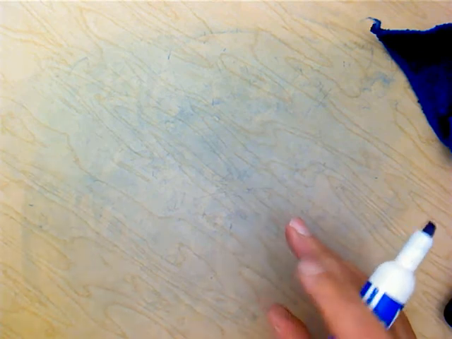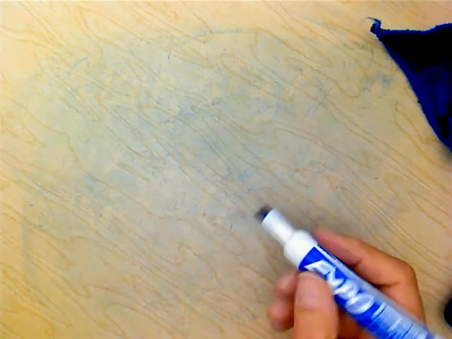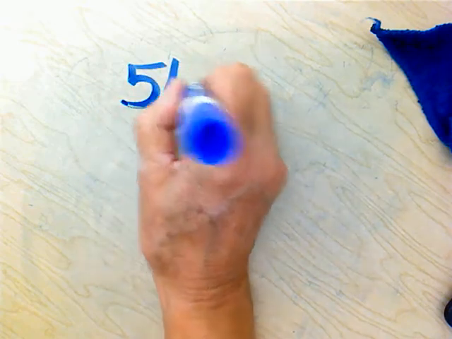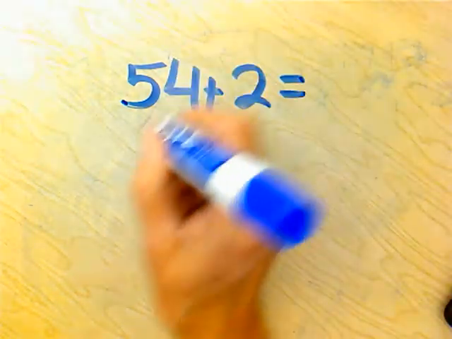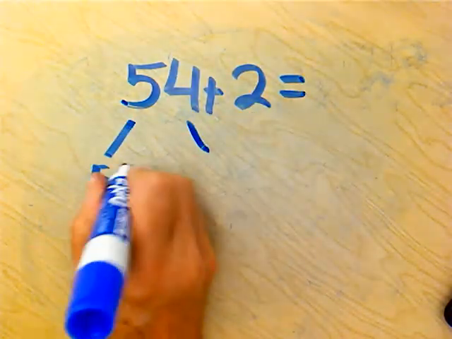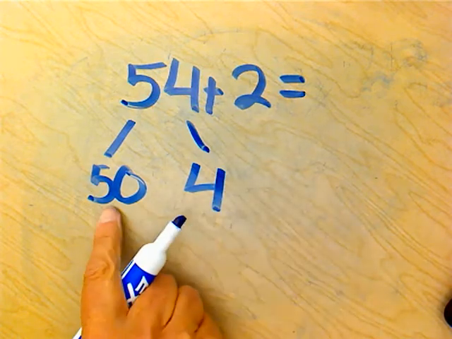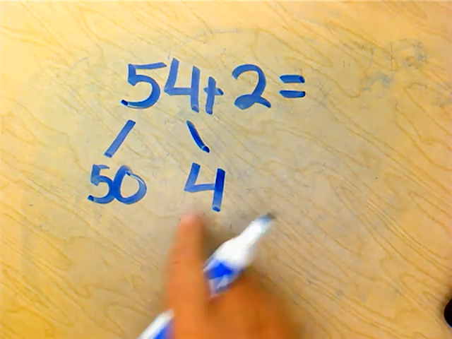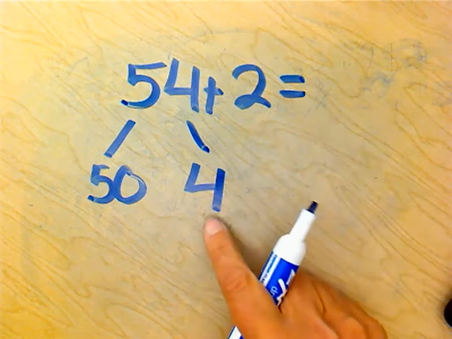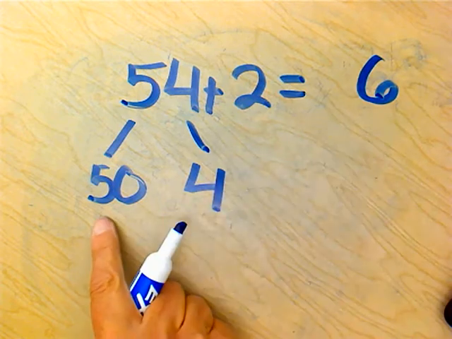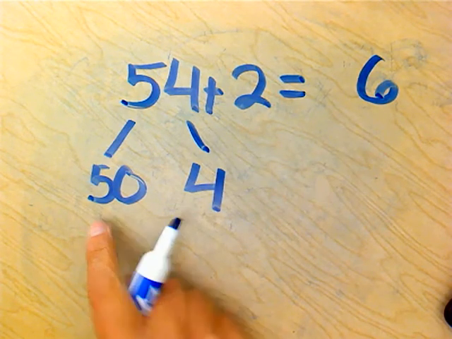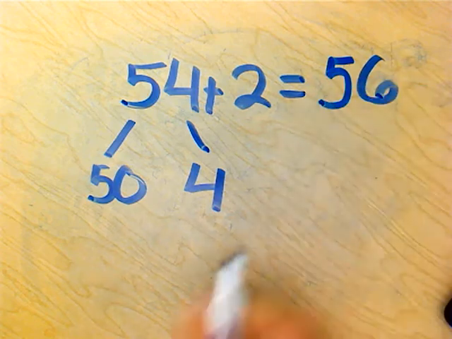Okay, let's see if we can do another one. Let's compare 54 plus 2. I'm going to break this apart into my tens and my ones. I've got 50 and 4. Over here, I don't have any tens. I'm going to add my ones and my ones to get 6. And then do I have any tens that I'm going to work with? I do not, so I get 56.